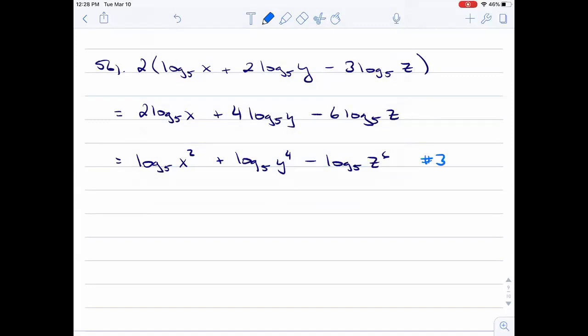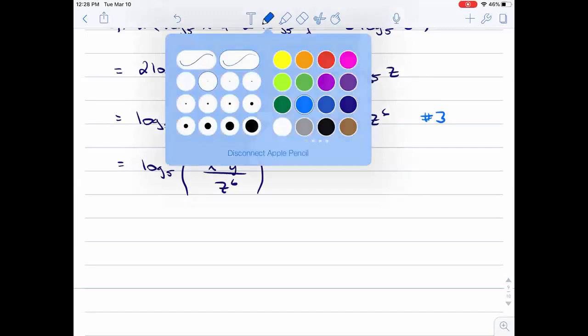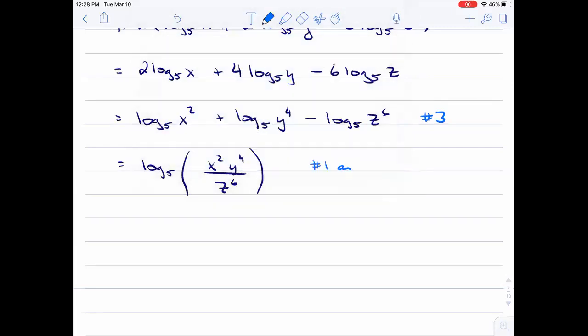Okay, this is the same situation that we just had, right? I'm adding 2 logs and then I'm subtracting them. If I'm adding them, then they're multiplying. If I'm subtracting one, then it goes in the denominator. And so because I have log base 5 on both sides, I've got the log base 5 on the outside, and then x squared y to the 4th over z to the 6th. And this is by number 1 and number 2.